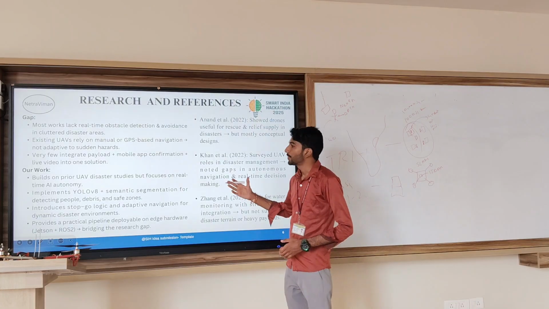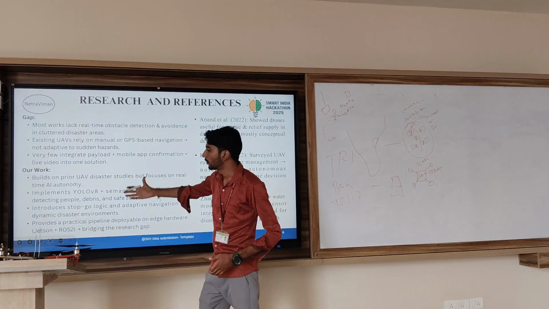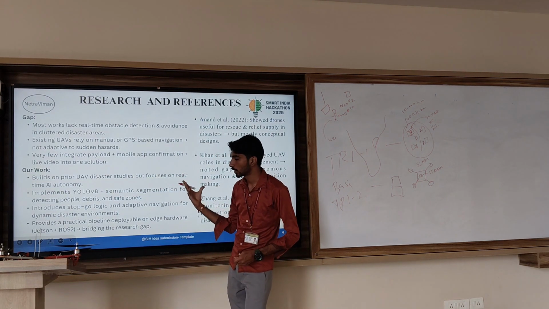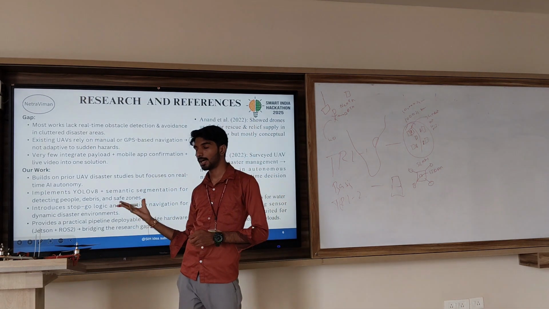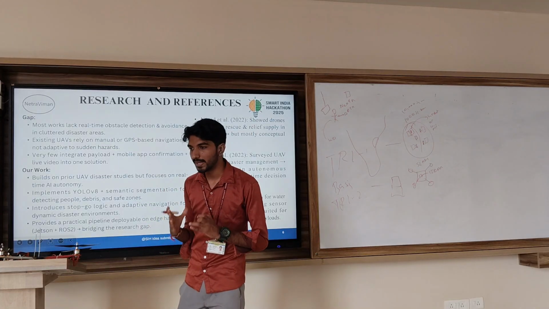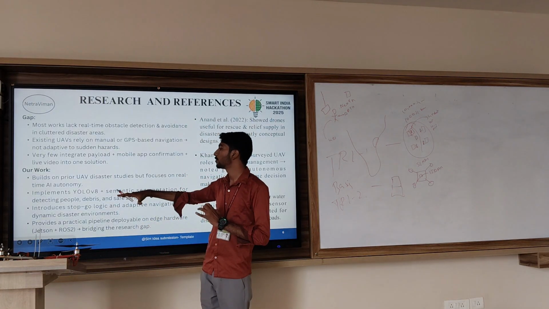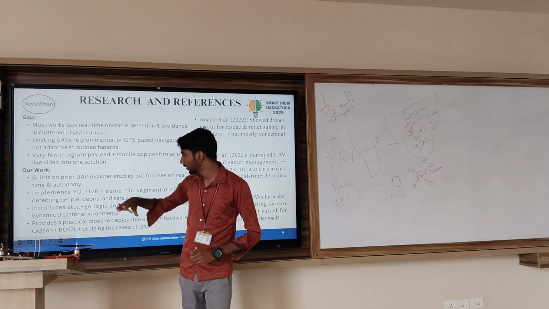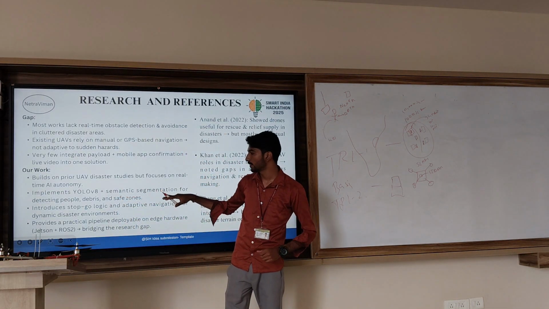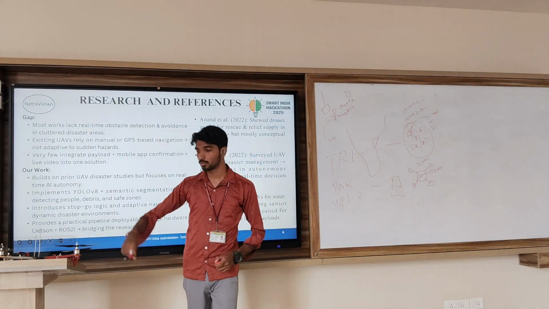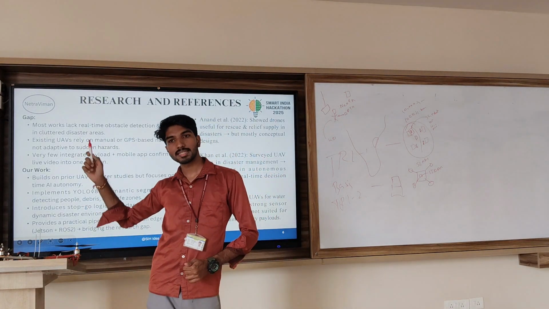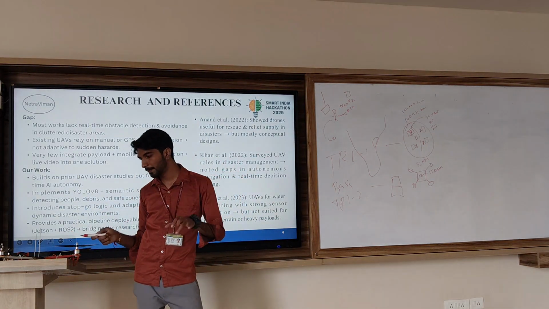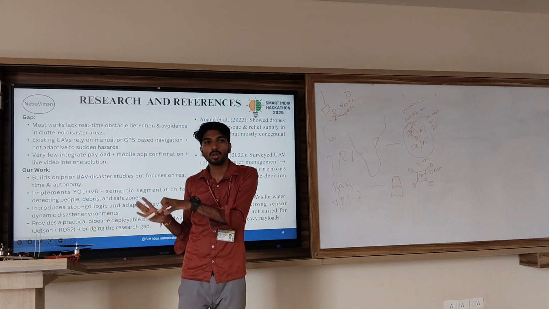And these are the research gaps which we had assessed, and this is the work which we did. Much prior work builds on disaster studies, but does not focus on real-time autonomy. So this is the major gap which we saw in many of the research papers. So we can make it complete AI autonomy and implement YOLOv8 semantic segmentation for detecting people, debris and safe zones. We can completely detect these using YOLOv8 semantic segmentation. And next, the major thing is not completely relying on GPS. It uses less GPS, it is a completely GPS-denied UAV, based completely on AI.